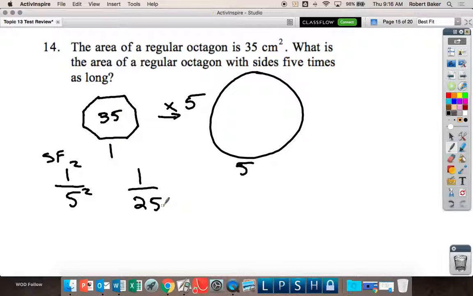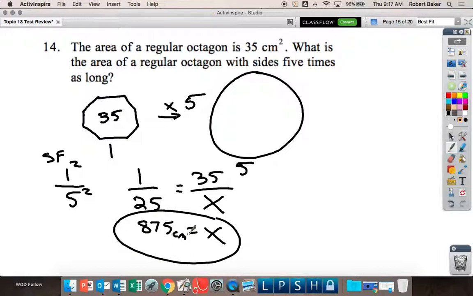It gives us the area of a small shape, and we're looking for the area of the large shape. So we do 1 over 25 equals 35 over x, so we can cross multiply and solve for x. We get 875 centimeters squared. So because the side lengths are 5 times bigger, the area is 25 times bigger.